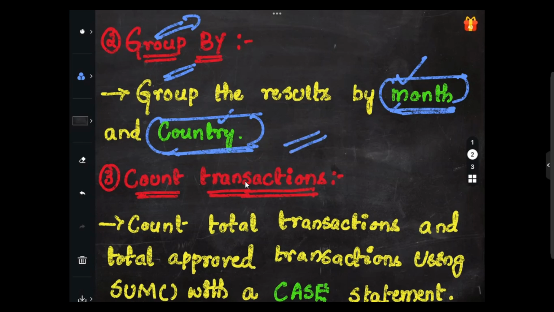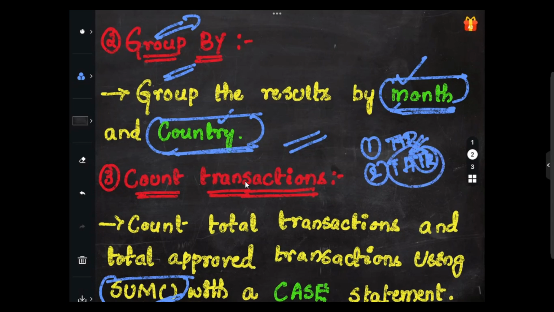This is very important. The next step is counting transactions, which is the main part. We have to count the total transactions and the total approved transactions using SUM. In the question they asked for total transactions and total approved transactions, so we will use the SUM keyword with a CASE statement. The CASE statement will be handy here.